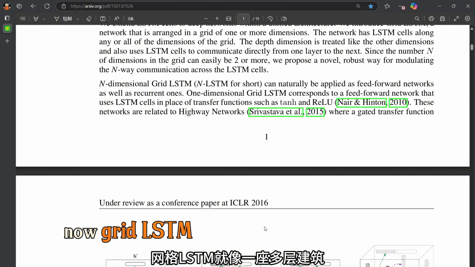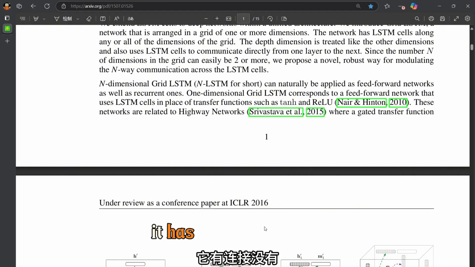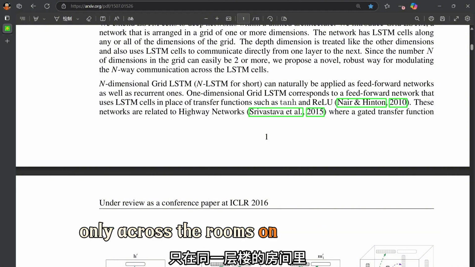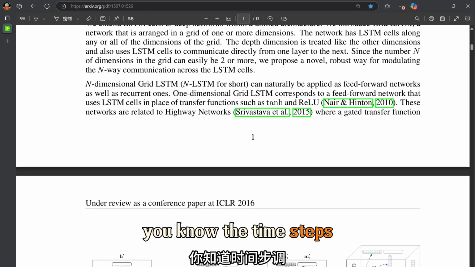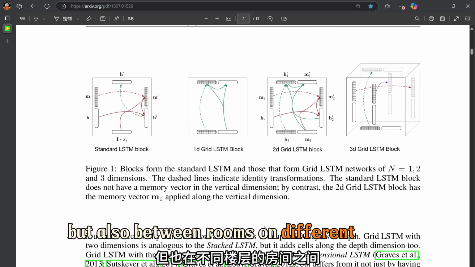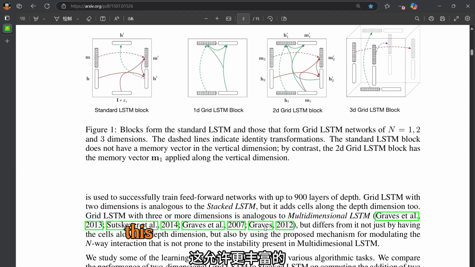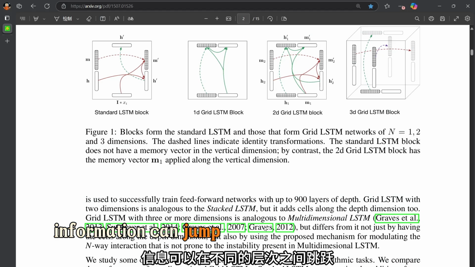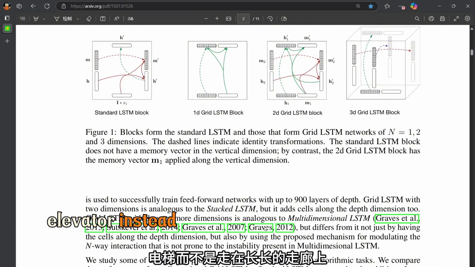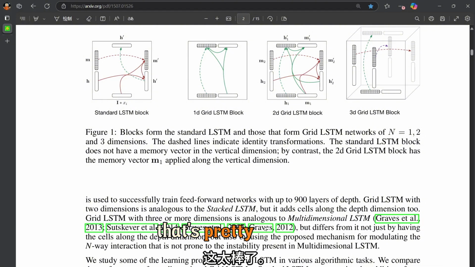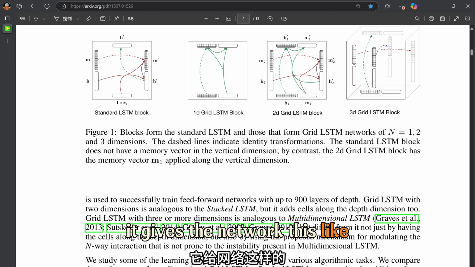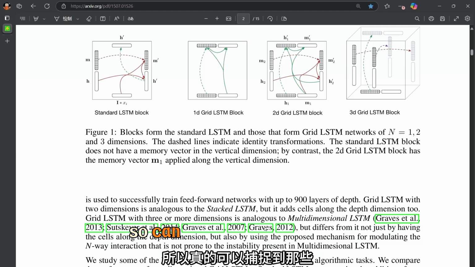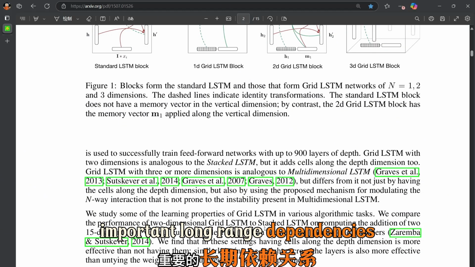Now, Grid LSTM is like a multi-story building. It has connections not only across the rooms on the same floor, the time steps, but also between rooms on different floors, which are the layers. This allows for a much richer flow of information. It stops things from getting lost as easily. So instead of just moving forward in time, information can jump between different levels, like taking the elevator instead of walking down a long hallway, right? That's pretty brilliant. It gives the network a more holistic view of the whole sequence, so it can capture those really important long-range dependencies.